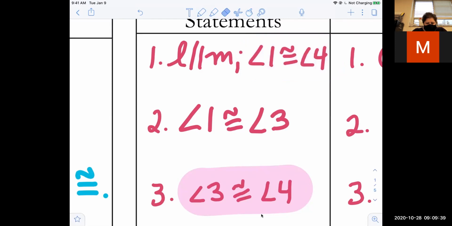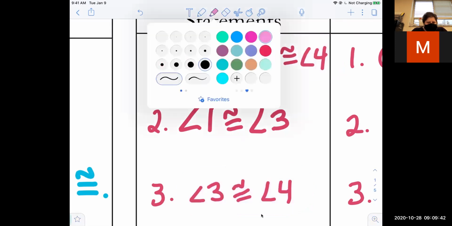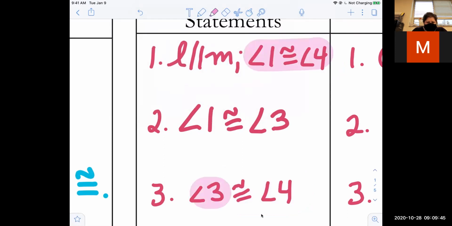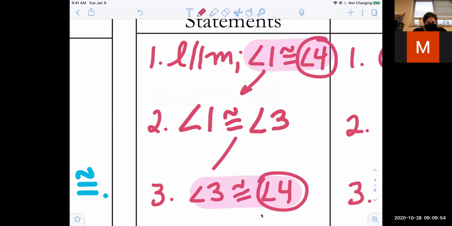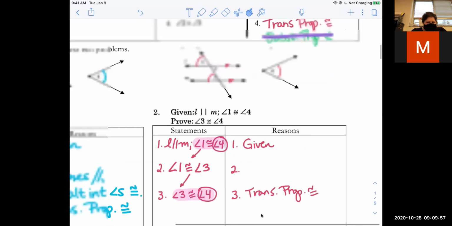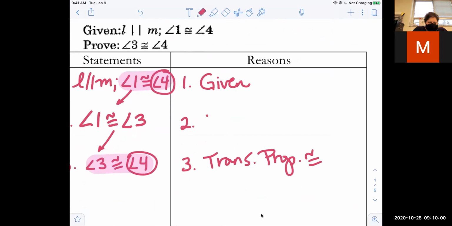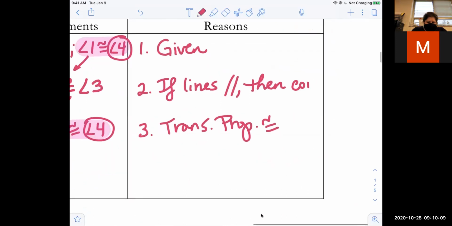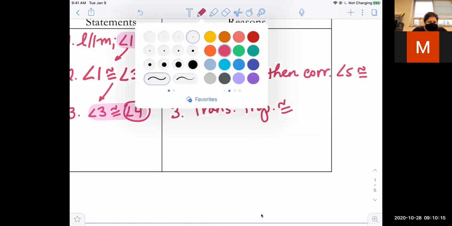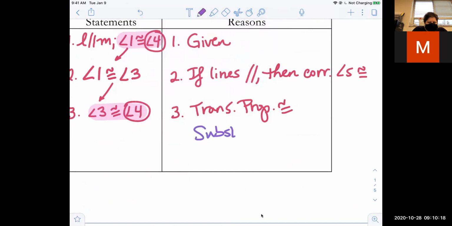Okay, so when you're looking at these, you want to notice that from here to here, we have angle 4 we're trying to keep. So that's good where it is. And we're just trying to replace angle 1 with angle 3. All right, so your reason of if lines are parallel, then corresponding angles are congruent is correct. And your last step will be transitive. And again, that should not be substitution, because substitution is not a property of congruence. It does not exist.